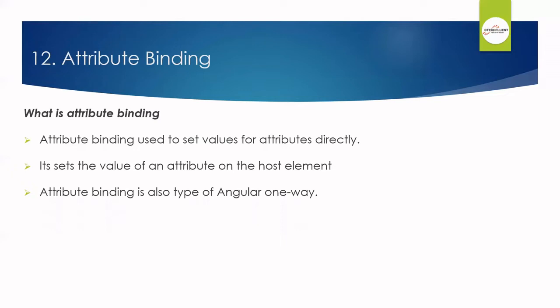With the help of attribute binding, you can improve accessibility and style of your application dynamically. And we can manage multiple CSS classes and styles simultaneously. So let's understand attribute binding with an example. Let's switch to VS Code.